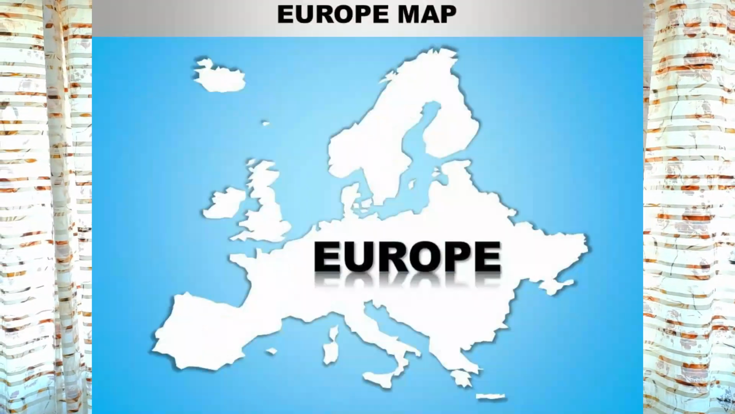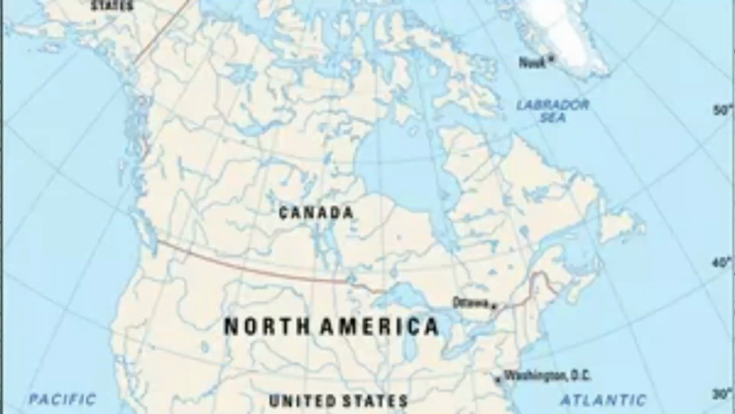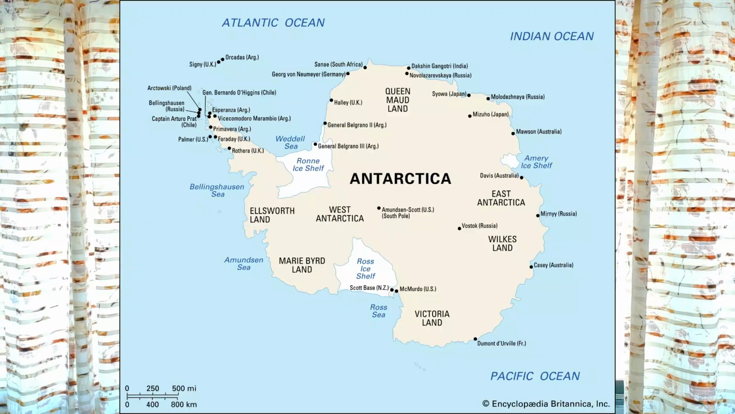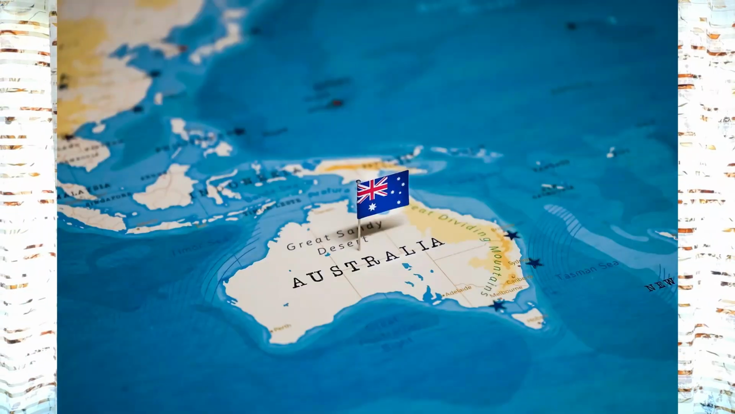You must know that there are seven continents on the earth globe: Asia, Europe, South Africa, North America, South America, Antarctica, and Australia. Australia is a continent.